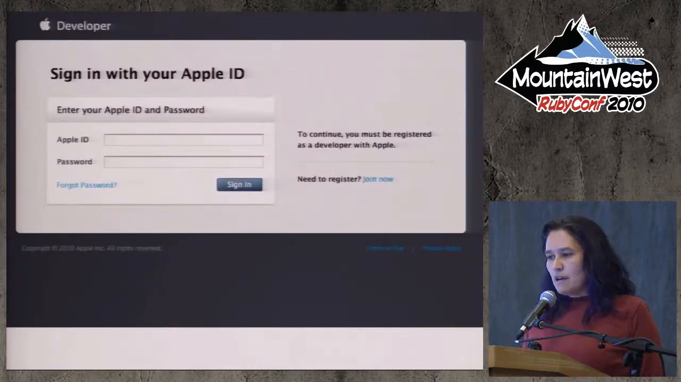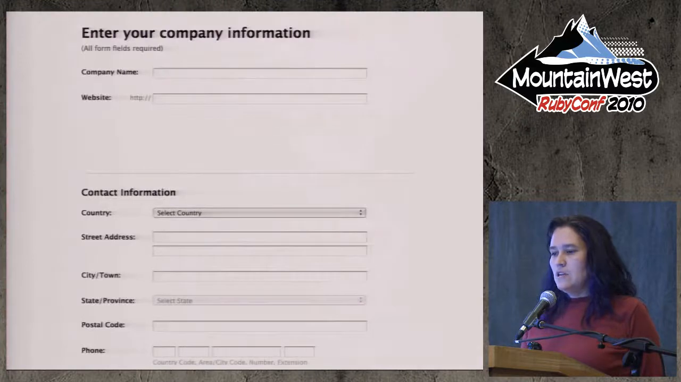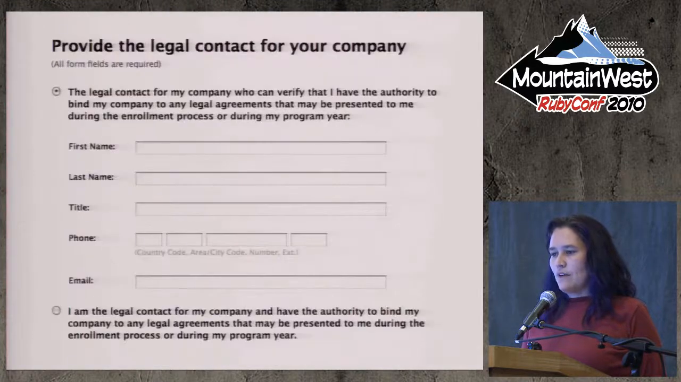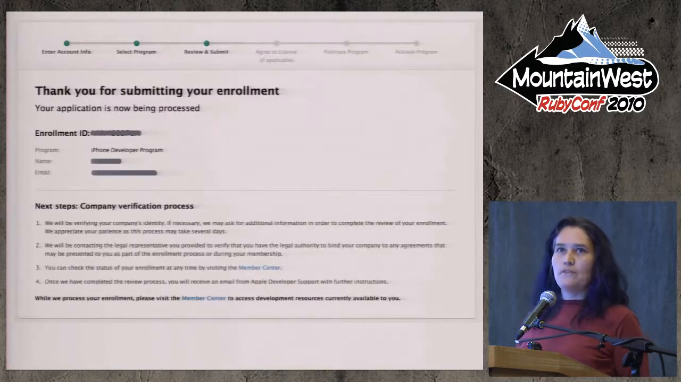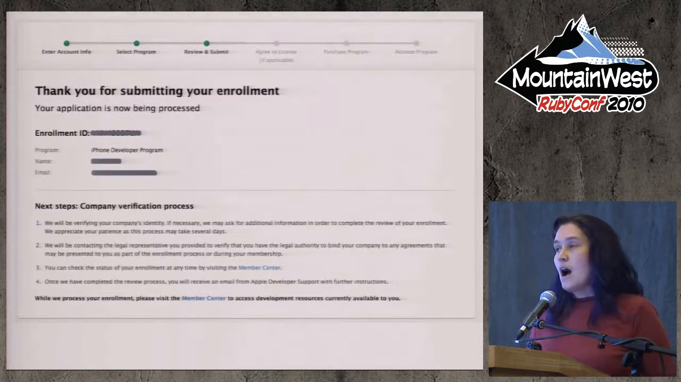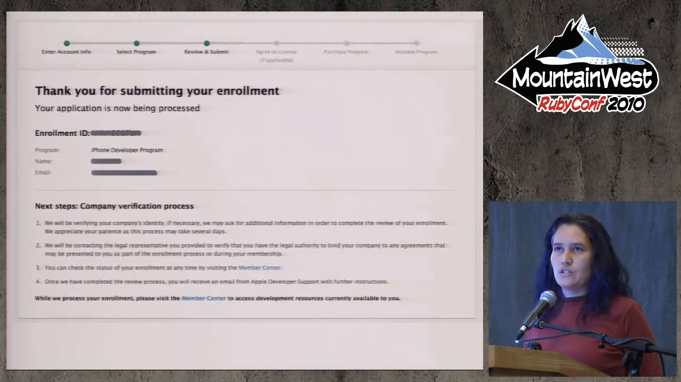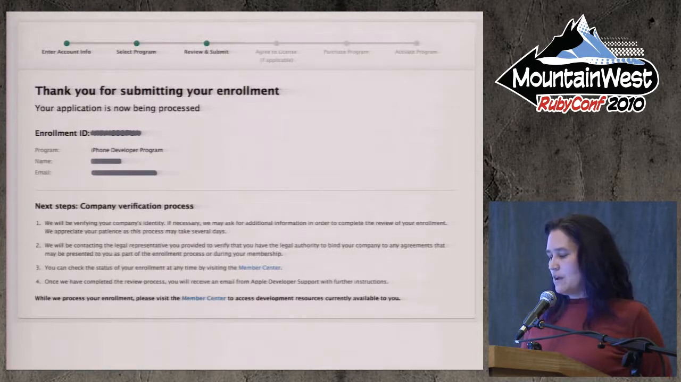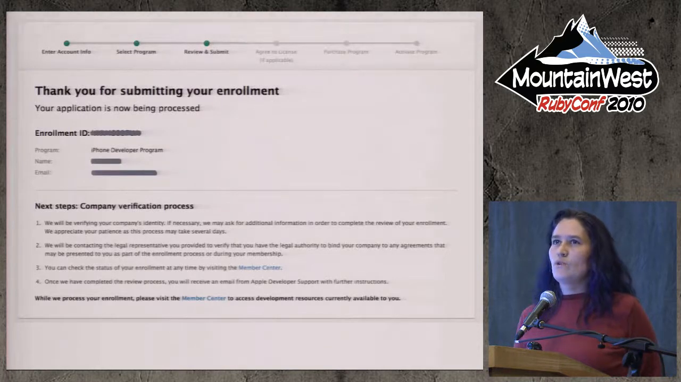You have to sign up and get your Apple ID. You have to fill out a form. You have to provide a legal contact. You have to submit for enrollment, and you have to wait. I have a personal application developer membership, which took about 24 hours, maybe 48 hours to get. But they don't tell you how long it's going to take. So this is the kind of thing you have to do in advance.